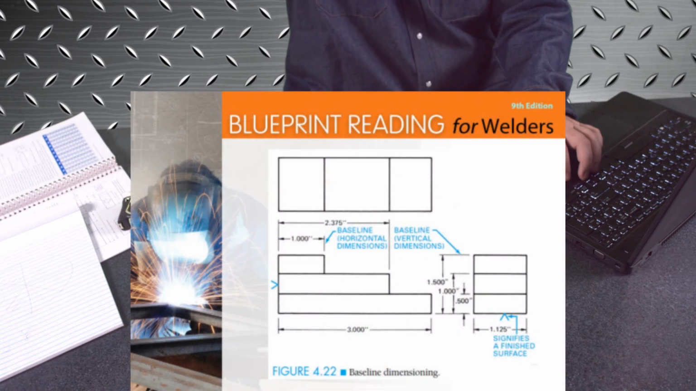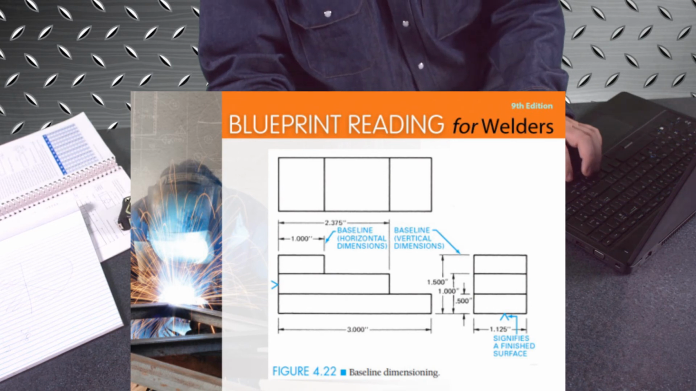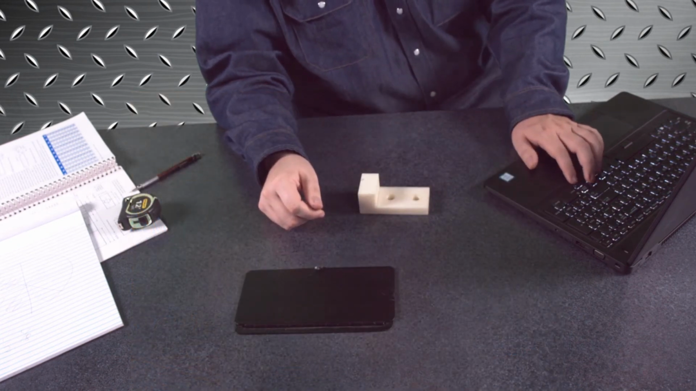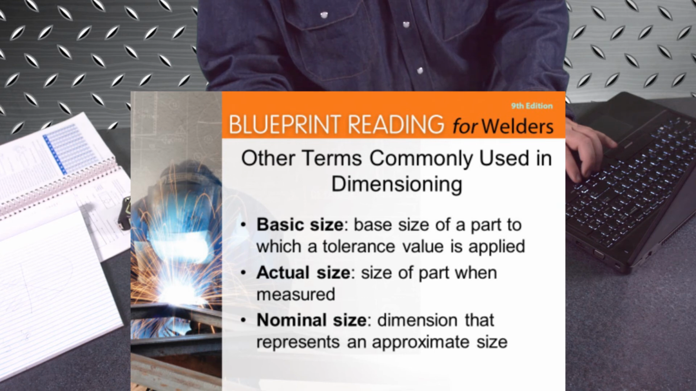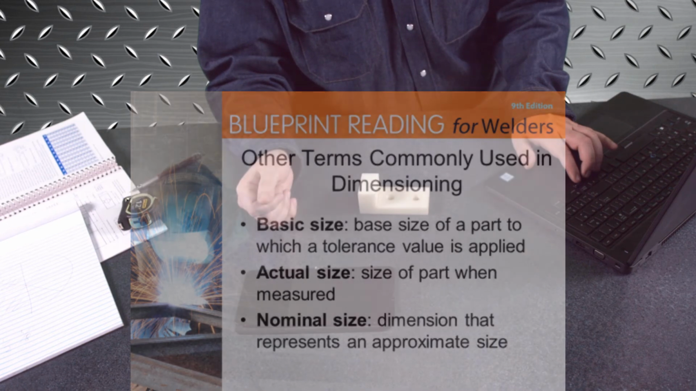Here you can see they use a baseline horizontal dimension and then baseline vertical dimensions on figure 4.22. And notice the use of decimal inches and not fractional inches. All right, basic size, or base size, is the size of a part to which a tolerance value is applied. Actual size is the size of a part when measured, and nominal size is dimensions that represent an approximate size.